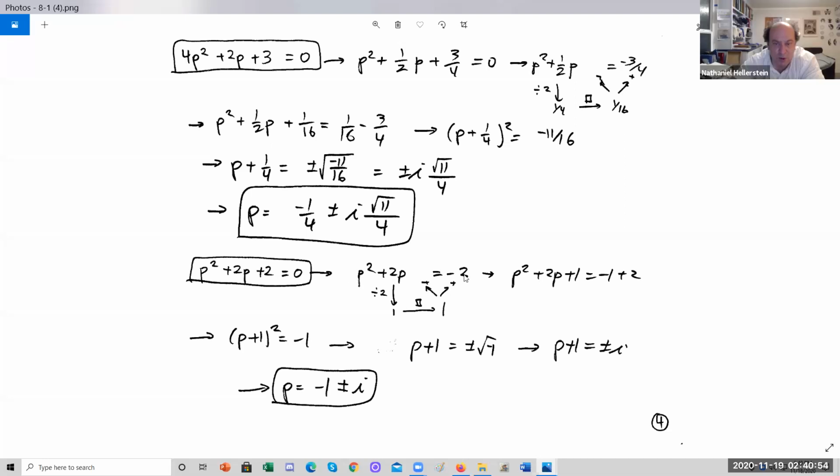p squared plus 2p equals negative 2. So we complete the square. Half of this 2 is 1. Square that is 1. Add 1 to both sides. So p squared plus 2p plus 1 equals, this should be a 1 plus negative 2. I really should change that. It should be 1 minus 2 rather than negative 1 plus 2. My apologies, this is erroneous.